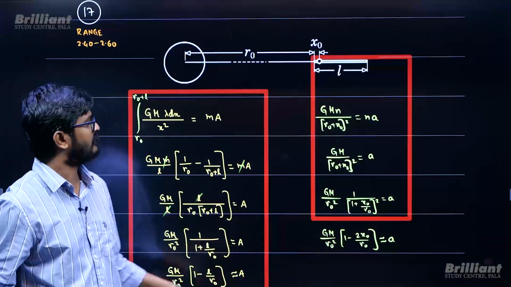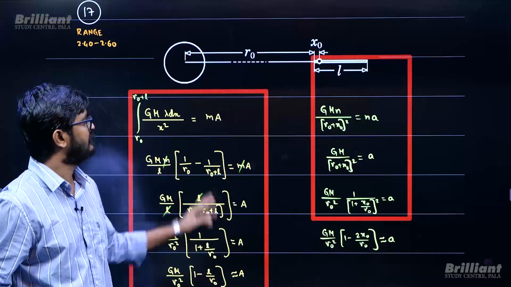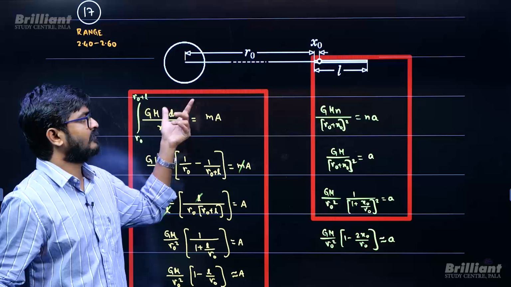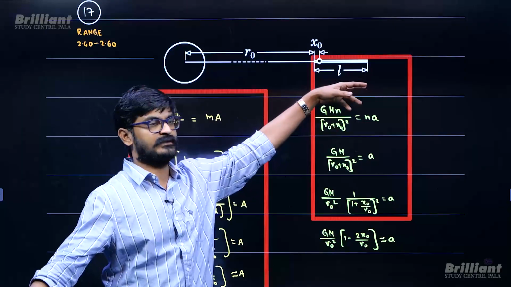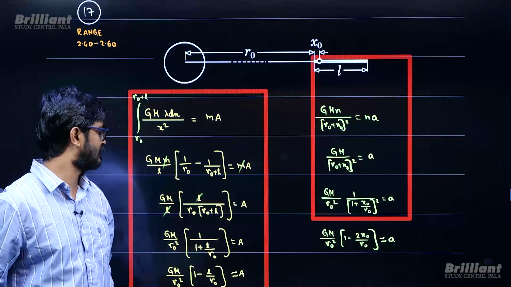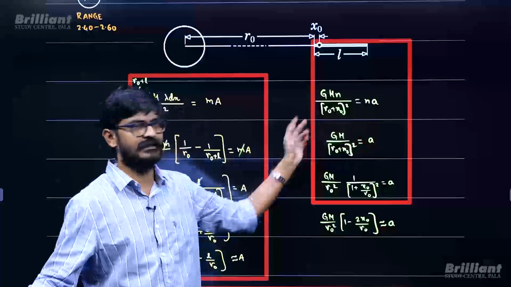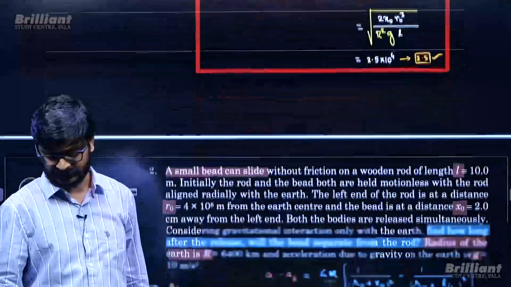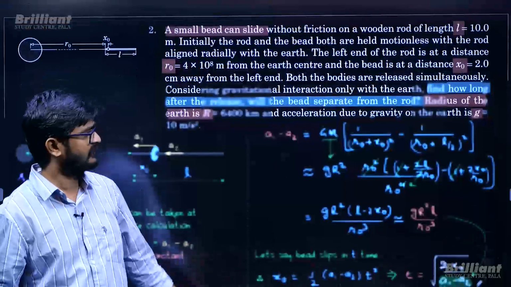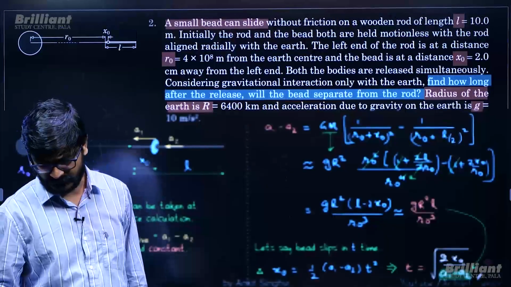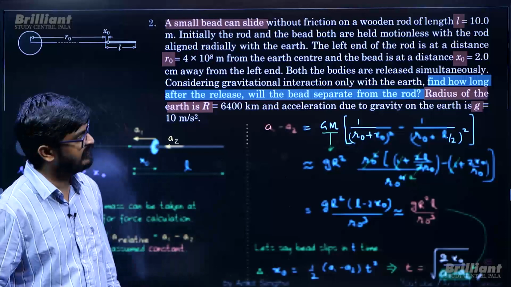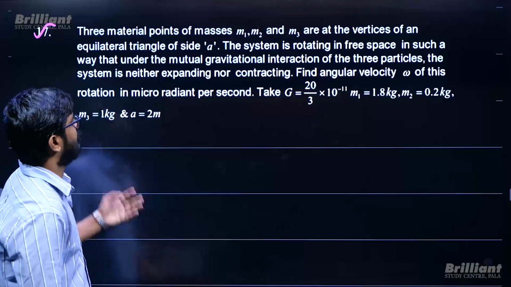This one was already from one of your exams, so you can manage. We integrated and found the force on the rod so that we can equate it to mass times acceleration to get the acceleration of the rod. Similarly, we found the acceleration of the bead and we took relative motion. This is the same thing. Whichever solution looks good to you, just look into that, right? Okay, going to the next question.